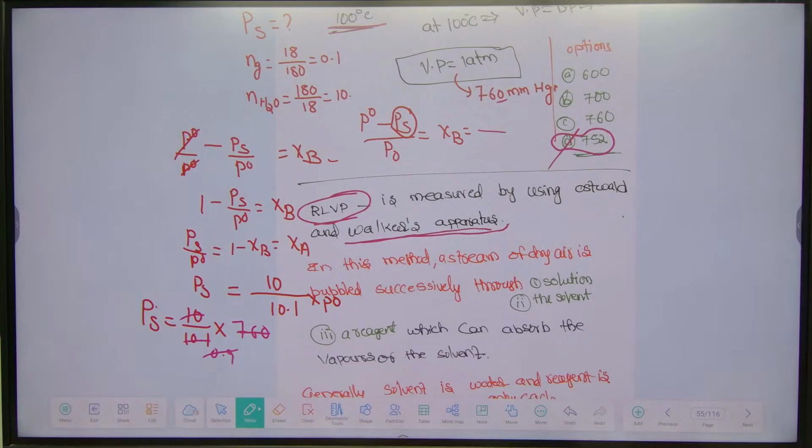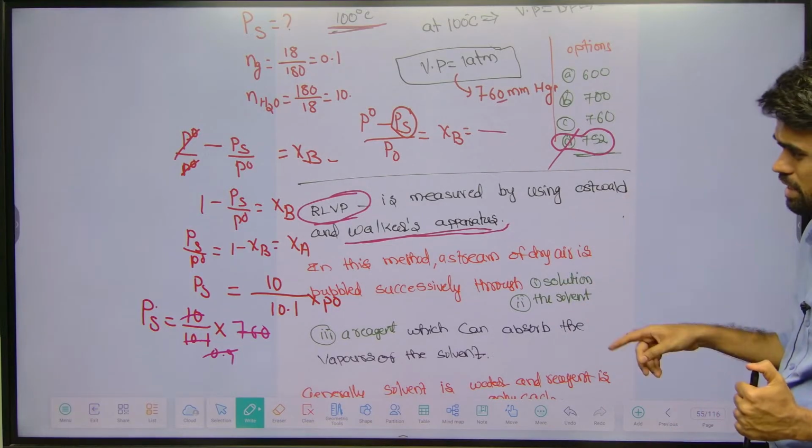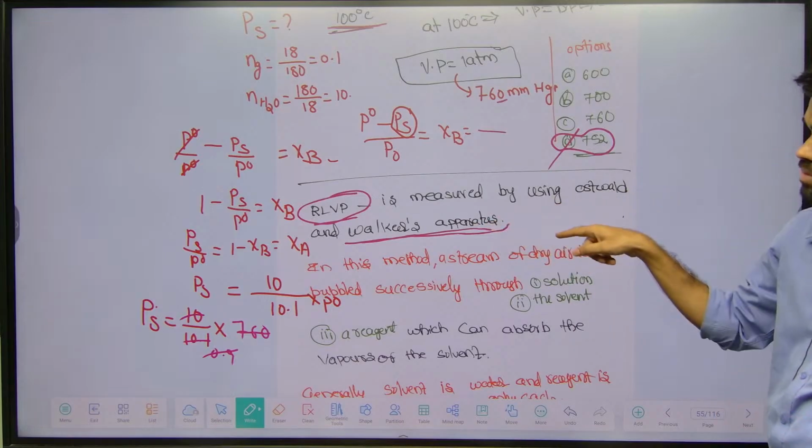Chi A means what? Number of moles of A by total number of moles. Number of moles of A is 10, total number of moles is 10.1. Done everyone? Don't write all this theory, just write this instrument name. Done.